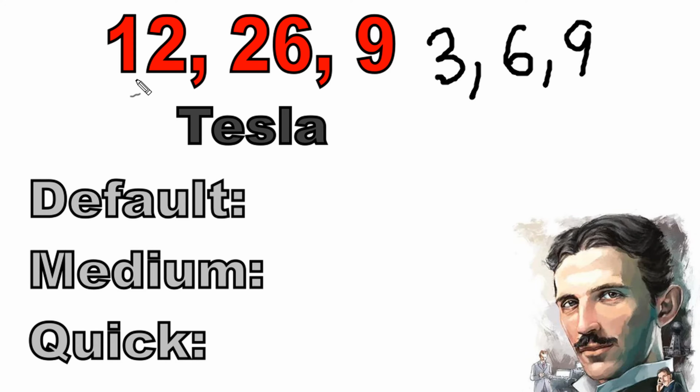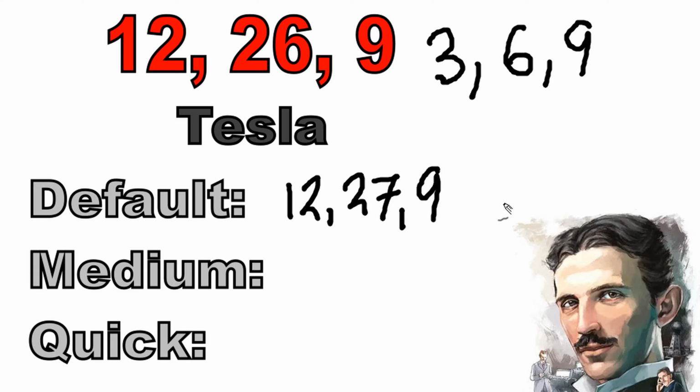For example, 12 is good. We can put 12 right there. 26 can change to 27 as closest number. And then, of course, 9 is going to stay 9. So the default MACD settings with Tesla's approach of 369 gives us this as the default.